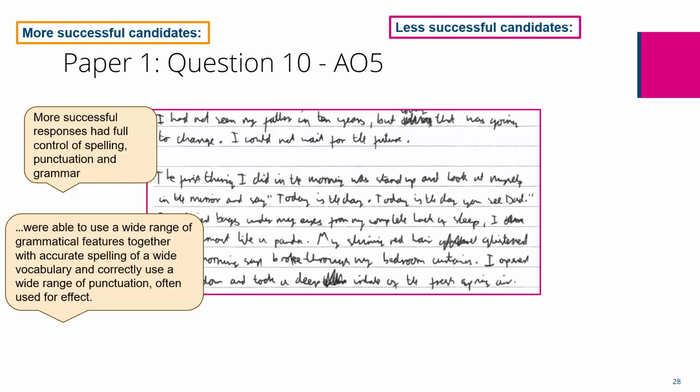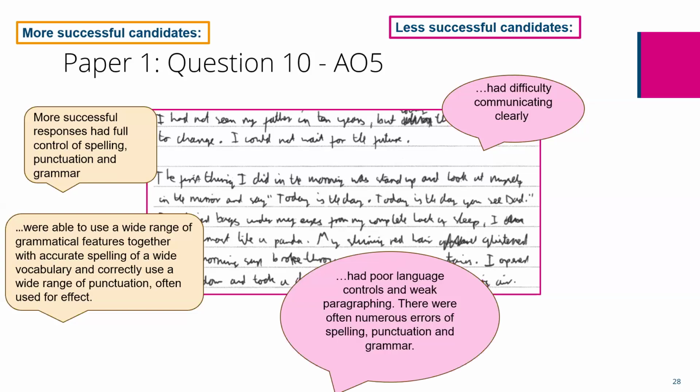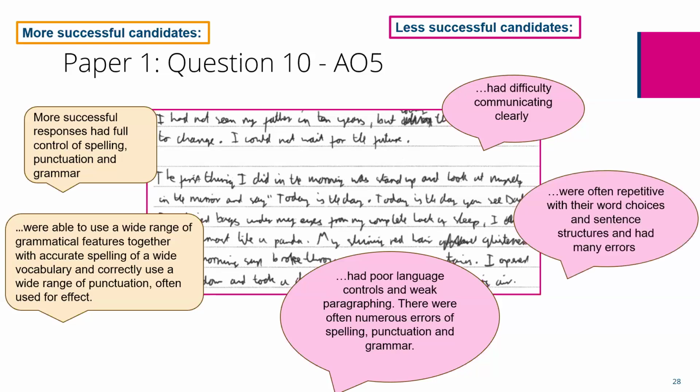But then the less successful responses had difficulty communicating clearly, had poor language controls and weak paragraphing. There were often numerous errors of spelling, punctuation, and grammar. And these, for the AO5, were often repetitive with their word choices and sentence structures and had many errors.